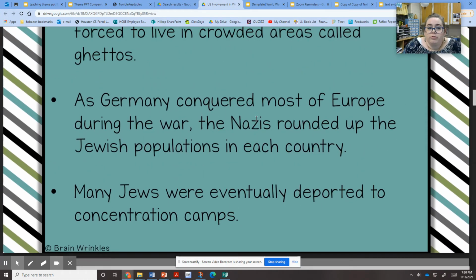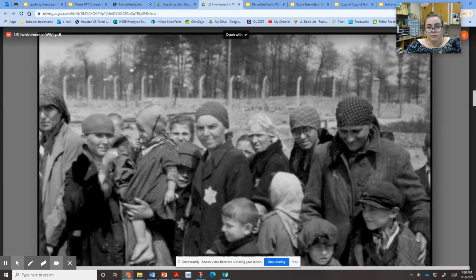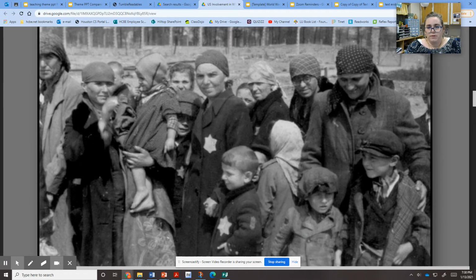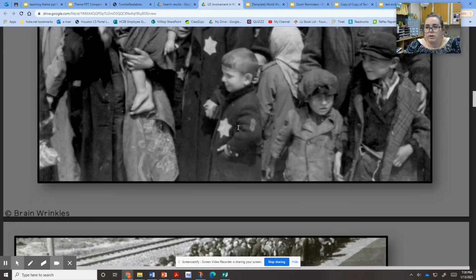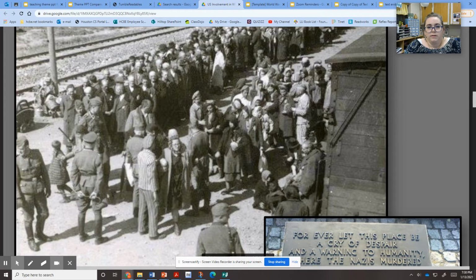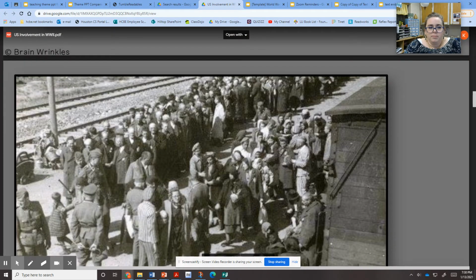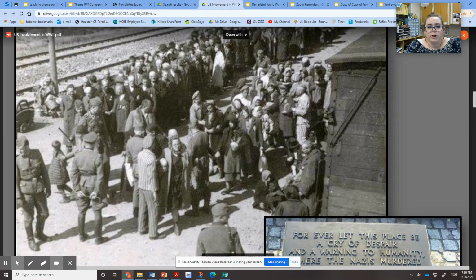As Germany conquered most of Europe during the war, the Nazis rounded up the Jewish populations in each country. Many Jews were eventually deported to concentration camps. So you can see their Stars of David. It tells you they are Jewish. It tells you that they are impure, that they are not good enough. And it was really, really sad. Here you can see them being lined up at the train tracks, and they were going to be put on the trains to be sent to the concentration camps.